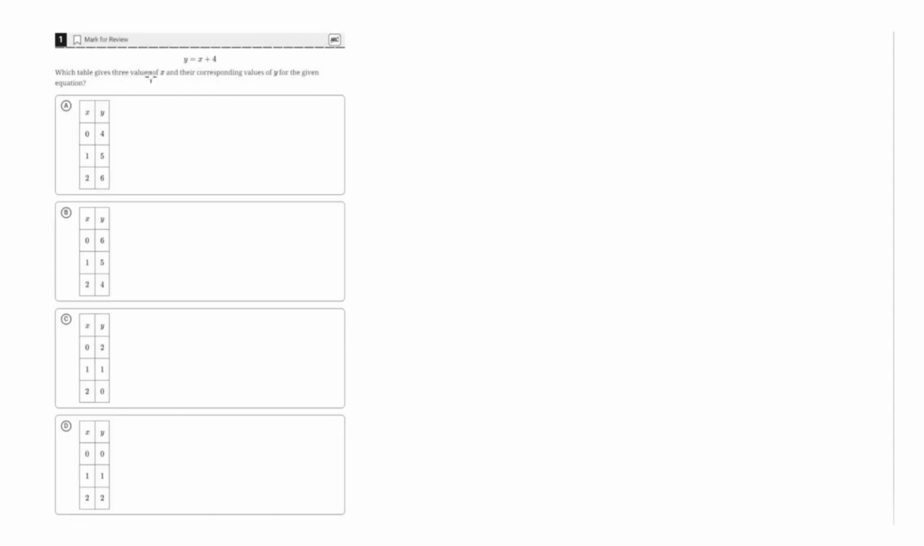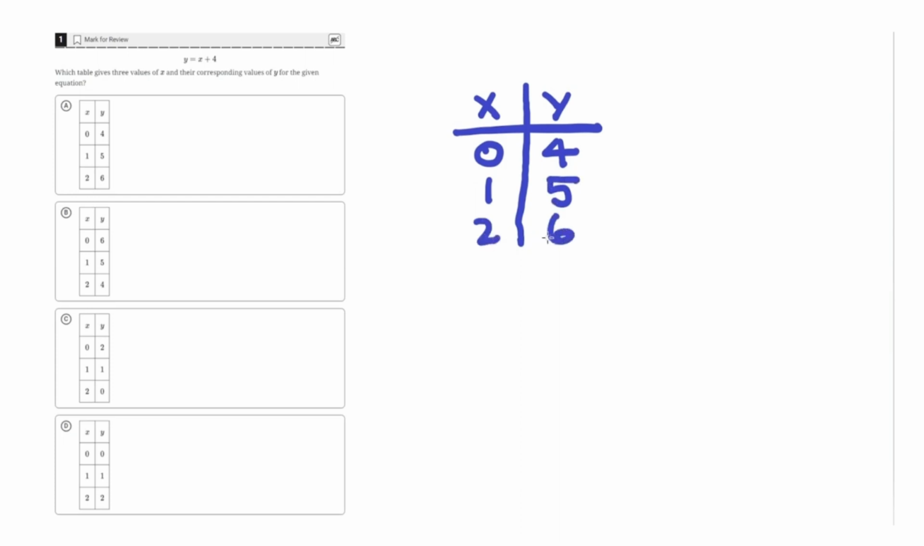Which table gives 3 values of x and their corresponding values of y for the given equation? So the equation is y equals x plus 4, and the x values are 0, 1, and 2. So let's draw a table to represent this. So at an x value of 0, y is equal to 4. At an x value of 1, y is equal to 5. And at an x value of 2, y is equal to 6. So the correct choice here would match this table, and that is answer choice A. So A is the correct answer.